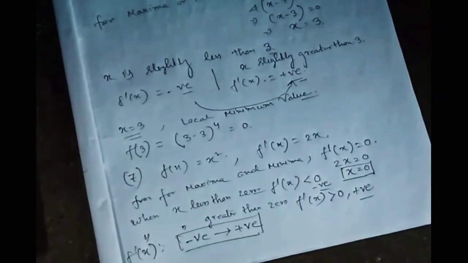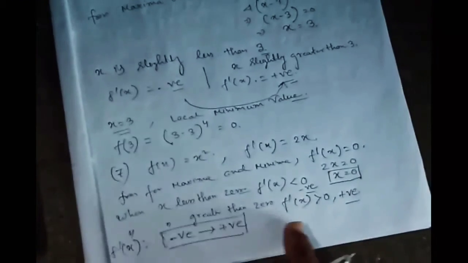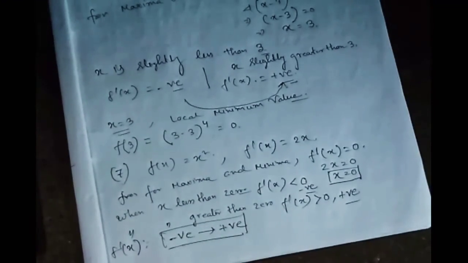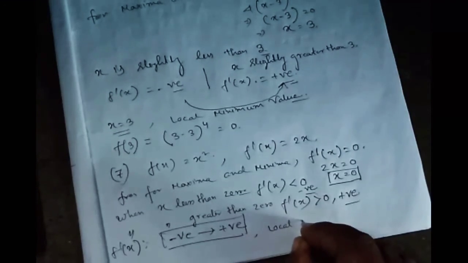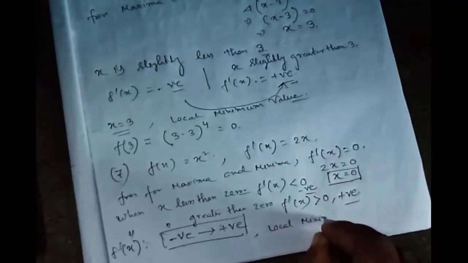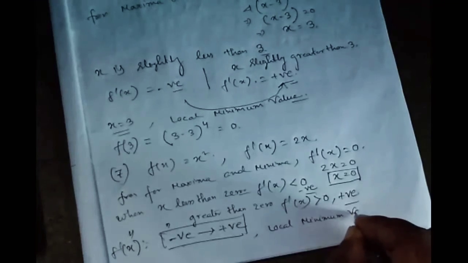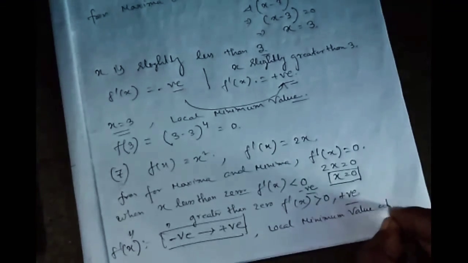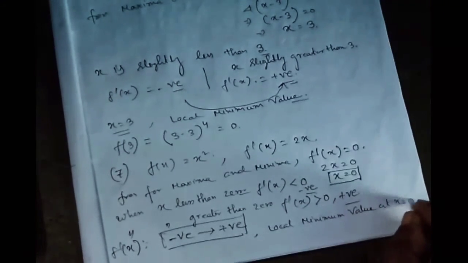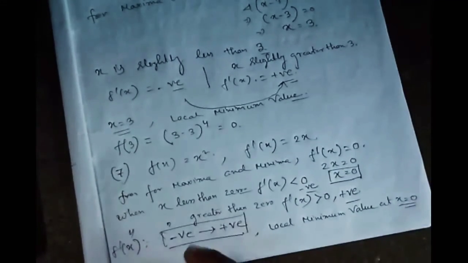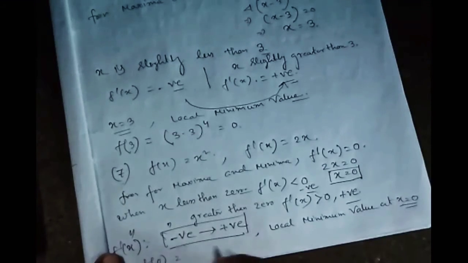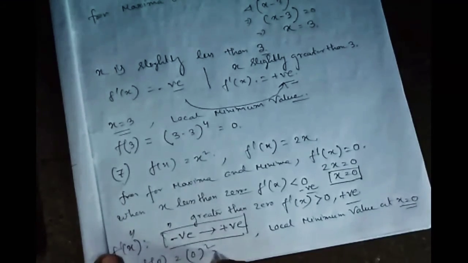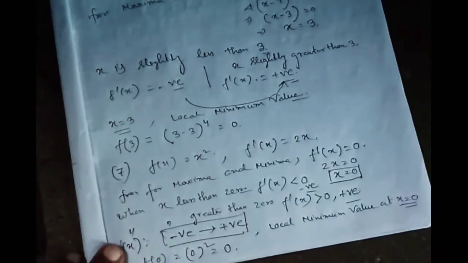So that means it has a local minimum value at x equal to 0, and that value should be f of 0, that is equal to 0 square, that is equal to 0.